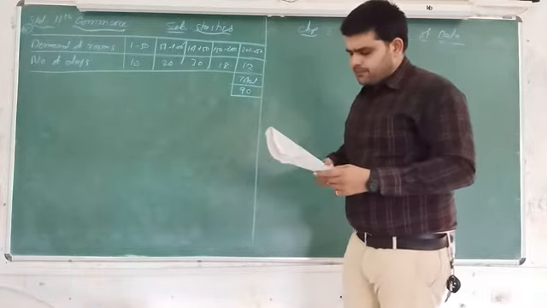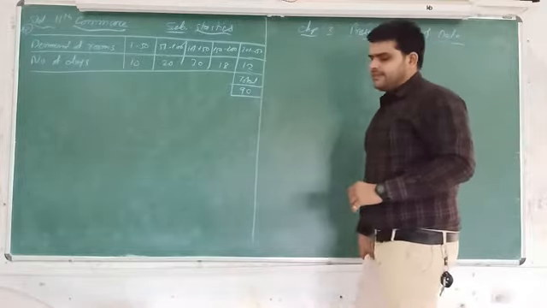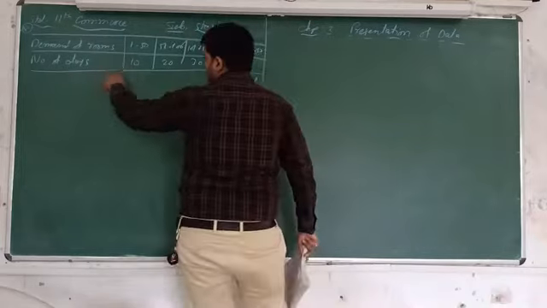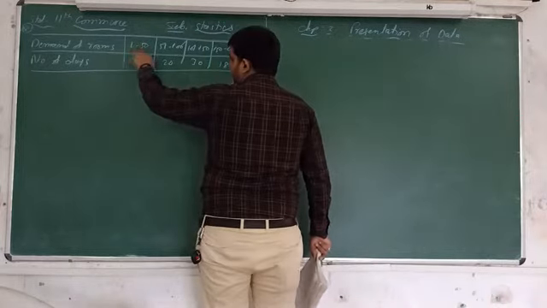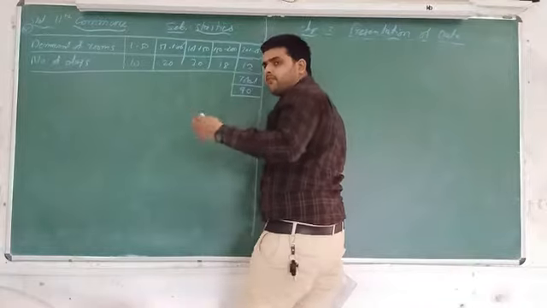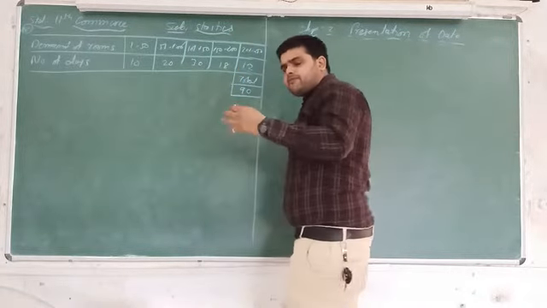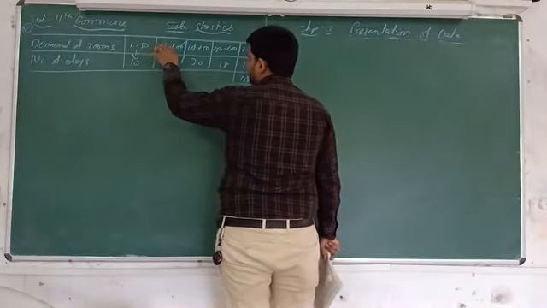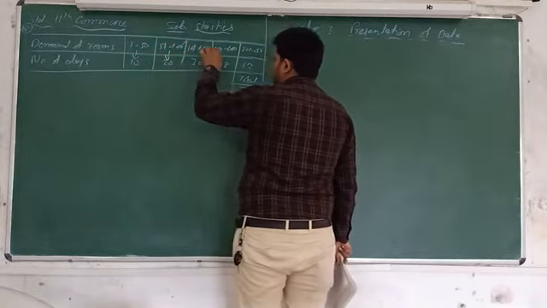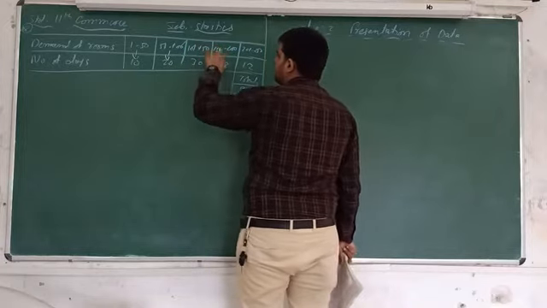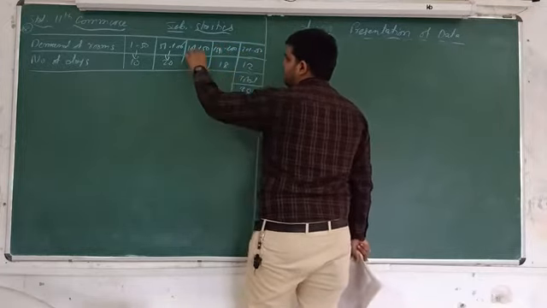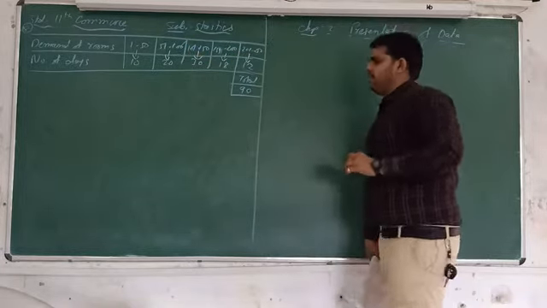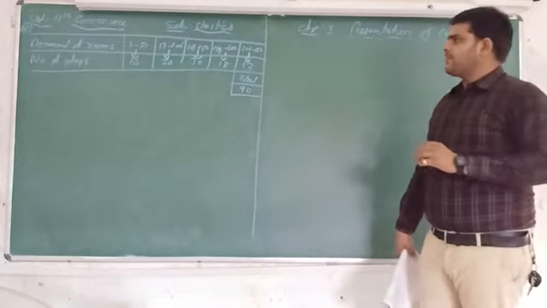So here what we have to do? Here the example is given, that is demand of rooms, then the number of days. Demand of rooms 1 to 50 means between 1 to 50 rooms occupied, number of days is 10. Then 51 to 100, 101 to 150, 151 to 200, 201 to 250, with days 10, 20, 30, 18, 12. Total is 90 days. That is the data.